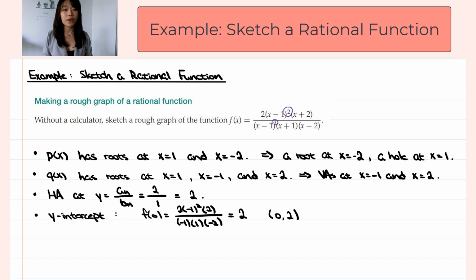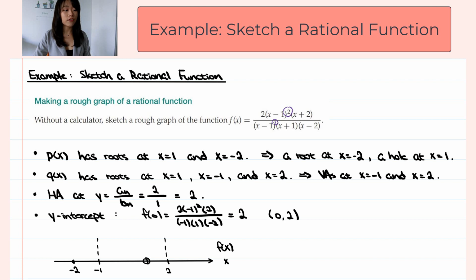Then let's find the intervals where the function is positive and the intervals where the function is negative. Let's set up a sign table. The axis is for x values. From before, we already found that there's a vertical asymptote at x equals -1 and a vertical asymptote at x equals 2. We found that at x equals -2, it is a root, and at x equals 1, it is a hole. Now we have 5 intervals for which I want to find the sign of f of x. I can substitute any number from each interval into f of x to find the sign of the function.